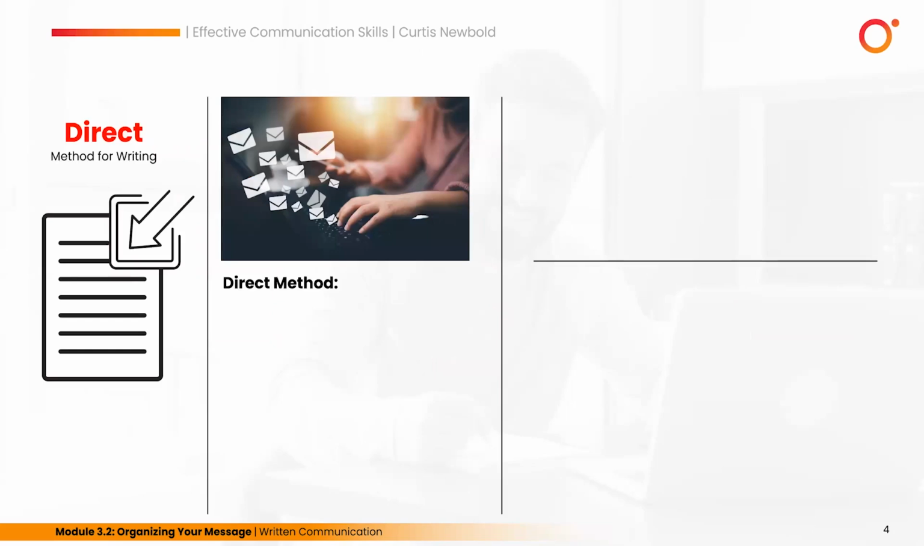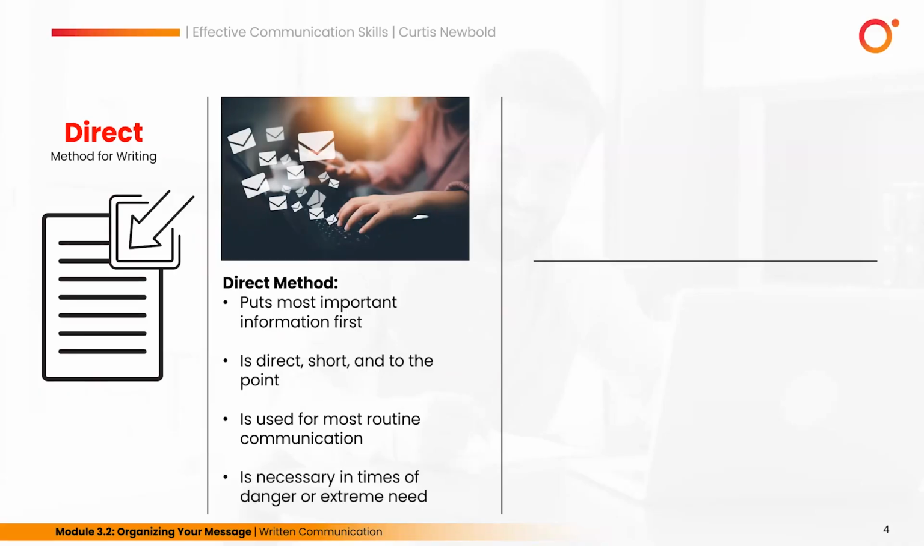So first of all, the direct method for writing. You'll see the direct method is this. It puts the most important information first. This is, again, similar to the inverted pyramid style, but this is what we're going to use in pretty common short messages. It's direct, short and to the point. It's used for most routine communication like email, just quick conversations. It's necessary in times also of danger or extreme need. So this is where you just have to get the message out quickly and fast for efficiency and for safety purposes.